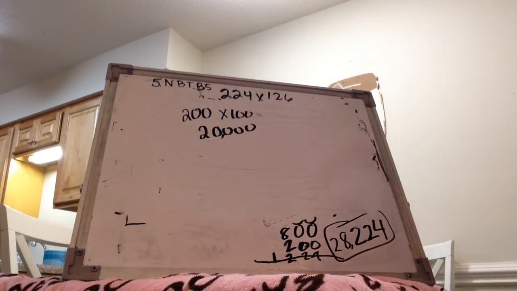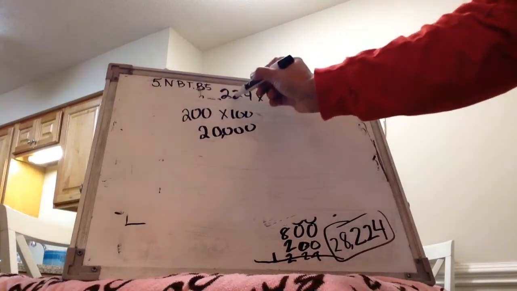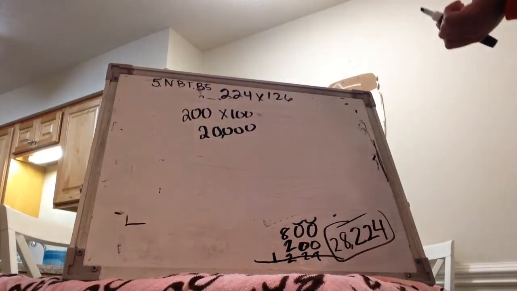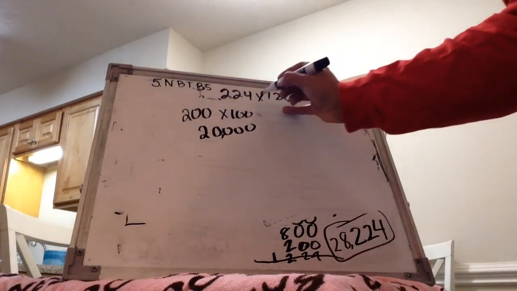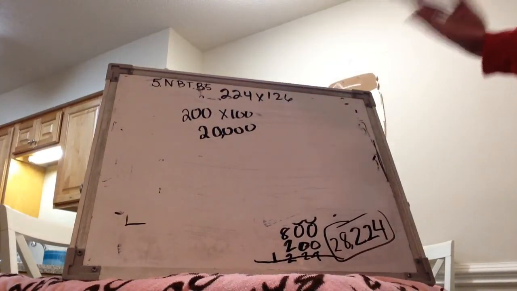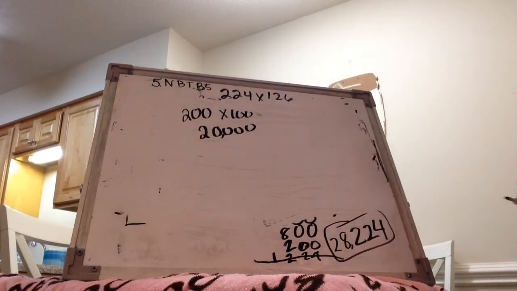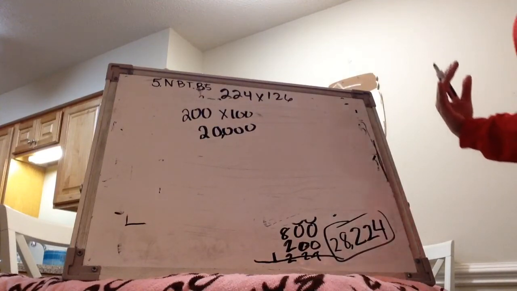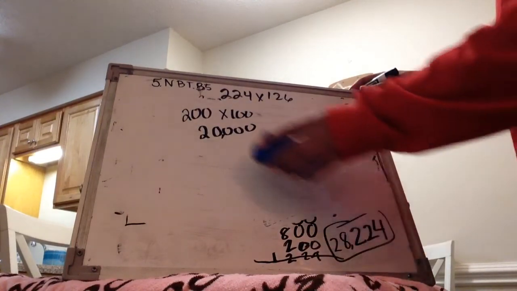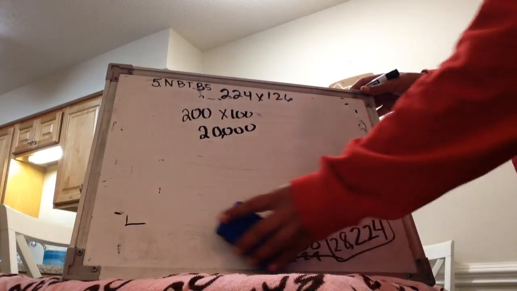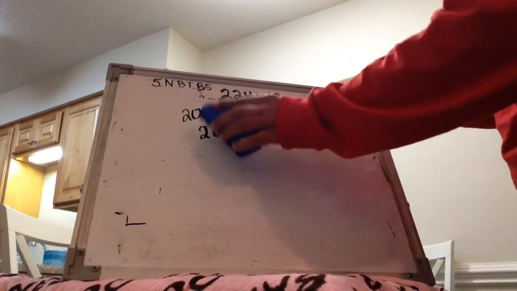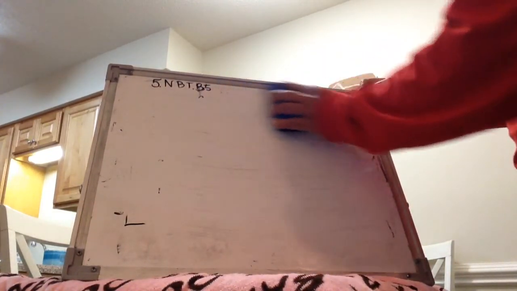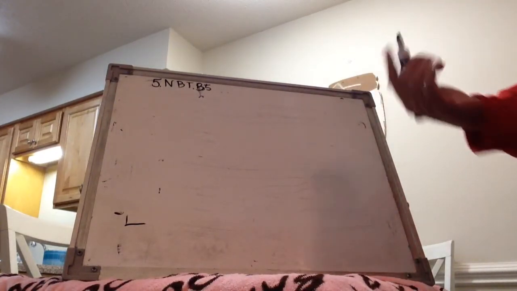I could also round up. I could round both of these numbers up if I wanted to. Or I could estimate different ways. It just depends on what you want to do. But my answer is reasonable because 28,224 is close to 20,000. So that is multiplying using an area model.